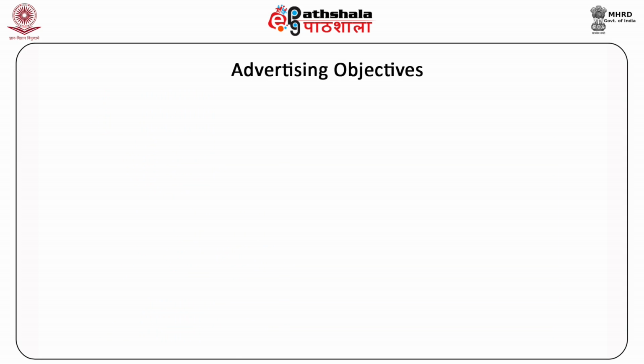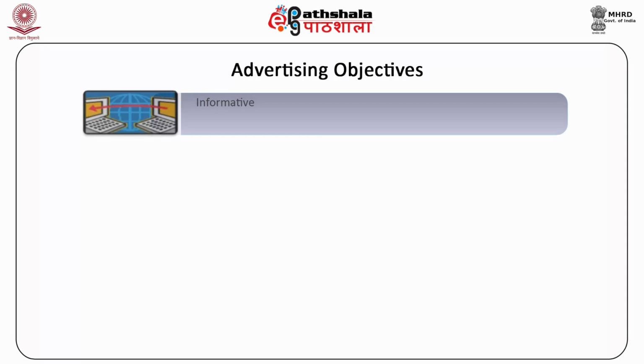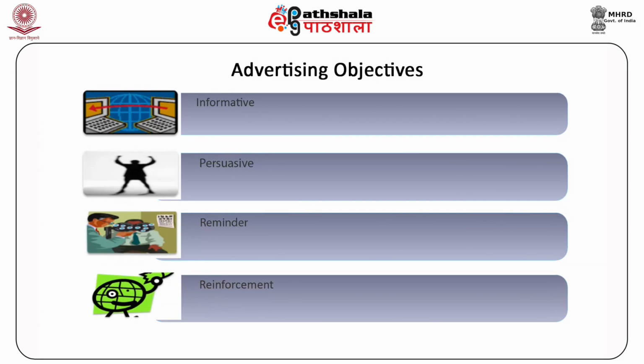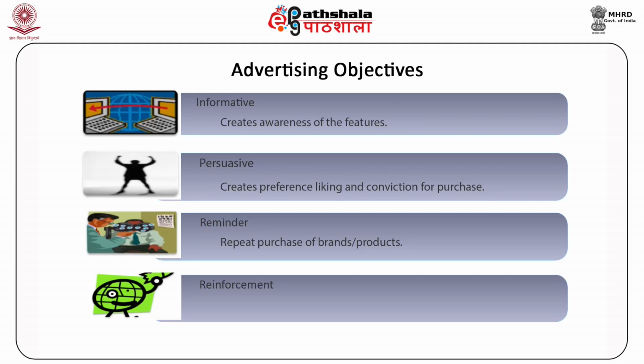Now, looking at the advertising objectives. Advertising objectives can be classified into informative, persuasive, reminder, and reinforcement objectives. Informative advertising focuses on creating awareness of the features, whereas persuasive advertising creates preference, liking, and conviction for the purchase. Repeat purchase of brands or products is achieved through reminder advertising, while reinforcement advertising is done to reassure buyers that they have made the right purchase.